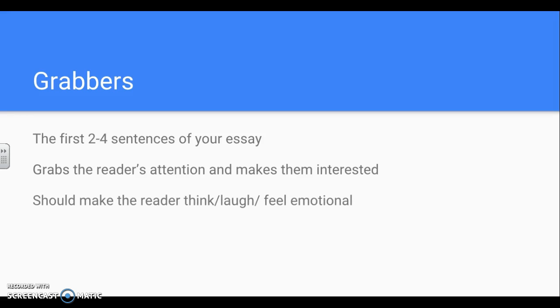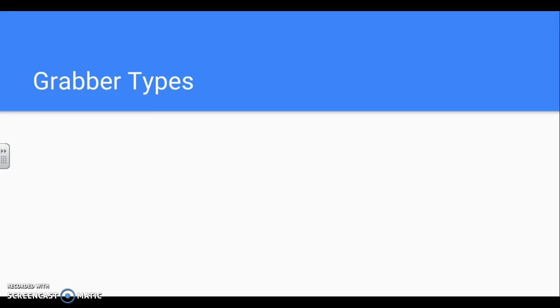It should make the reader think, laugh, feel emotional, get some sort of response from the reader. Okay, because if they're going to respond to what you're saying, then at least you have them engaged and willing to continue to read. And of course, it relates to the topic that you're going to discuss or what you're going to be trying to prove, in this case, because it is an argument essay.